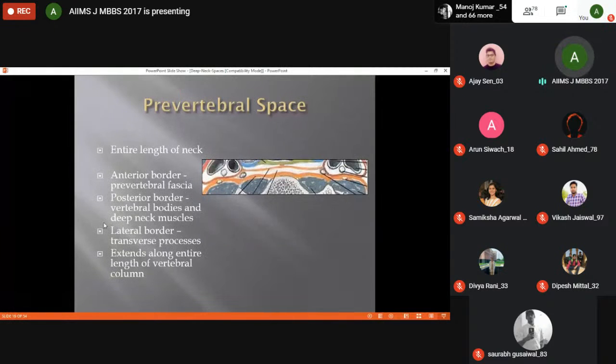Then comes the prevertebral space, that is between the prevertebral fascia and the muscles. It basically extends down up to the sacrum, or coccyx sometimes. So basically it extends along the entire length of the vertebral column. So this first space extends to T4, the second space to the diaphragm, and the third space up to the sacrum. This is the red area, known as the prevertebral space. Every space has different implications for the patient.